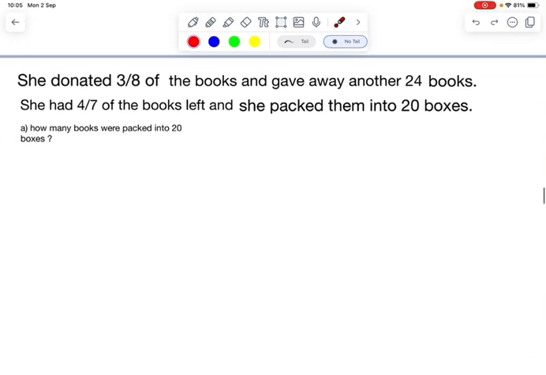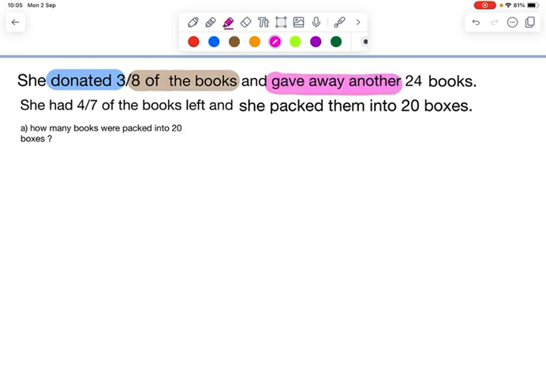We know that she had some books that she wished to donate. She donated 3 out of 8 of the books, and gave away another 24 books. Due to that, she had 4 out of 7 of the books left, and she packed whatever was left into 20 boxes.